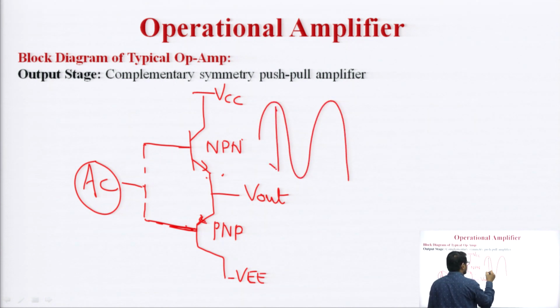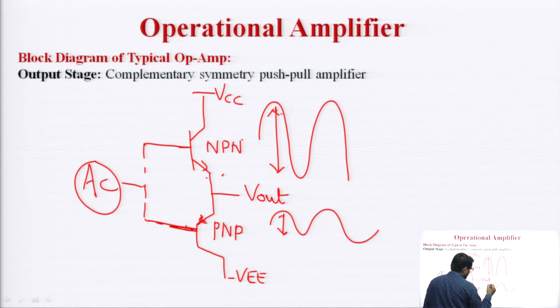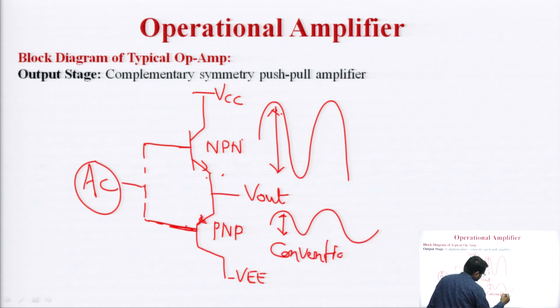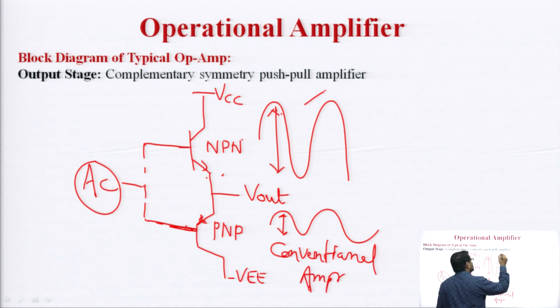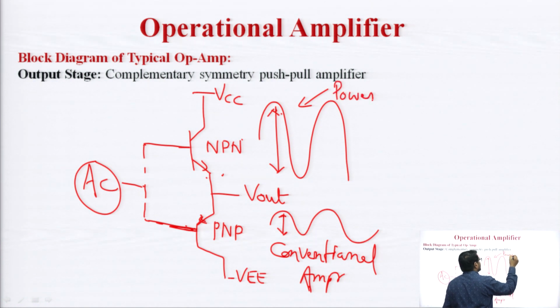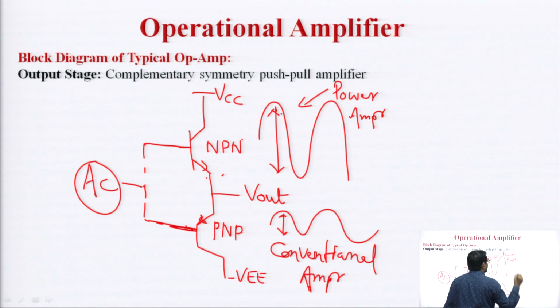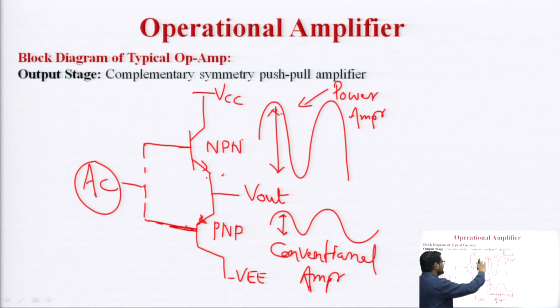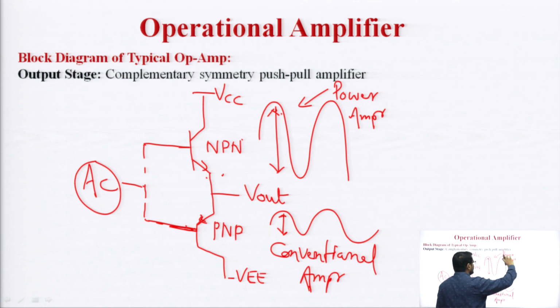This will be the swing. If you use a general amplifier, it gives a signal that looks like this output swing. If you use a power amplifier, this is the conventional amplifier, and this will be our power amplifier. The purpose of the power amplifier is to increase the swing at the output of the operational amplifier, meaning the swing of the AC signal should increase, so that we get maximum amplification of the signal. Okay.